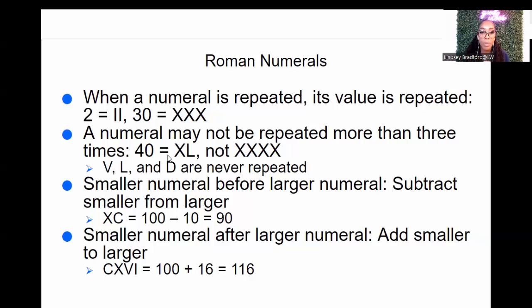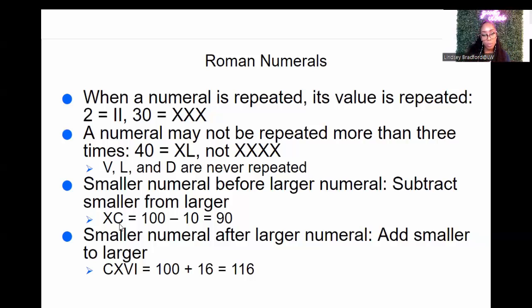The smaller numeral before the larger numeral, you're going to subtract. So you see XC. The C here is 100. I always think about Martin when Martin was like, "I got them C notes." So C is 100 and X is 10. Never forget that. If you see XC, the smaller numeral is in front of the larger numeral, so you subtract 100 minus 10, which gives you 90.